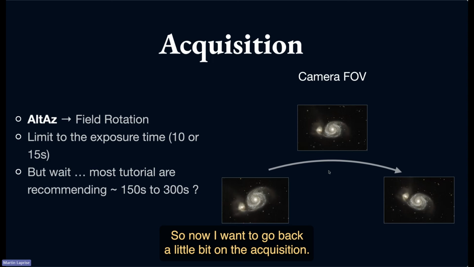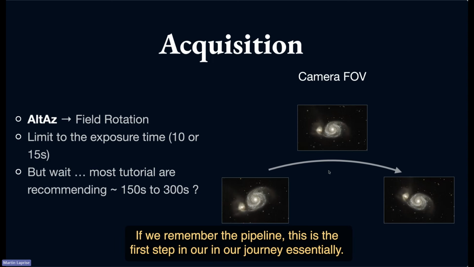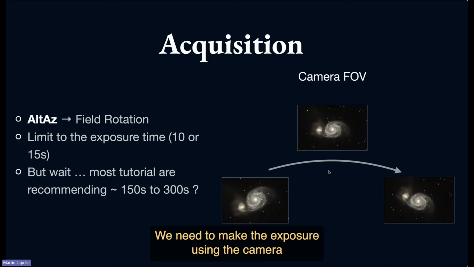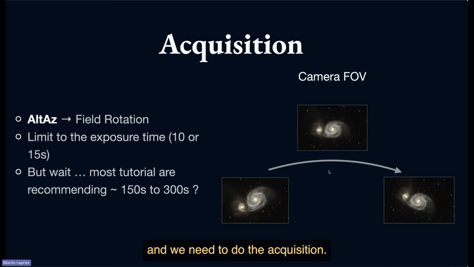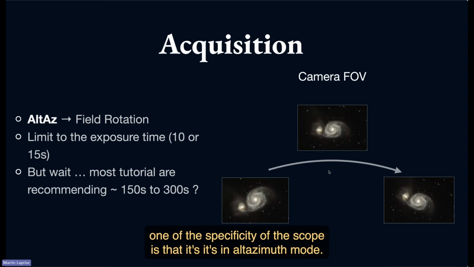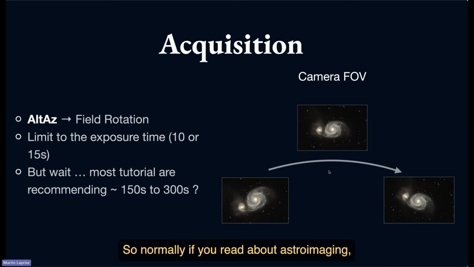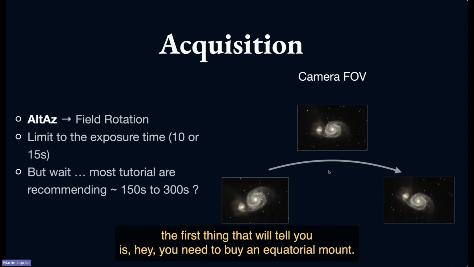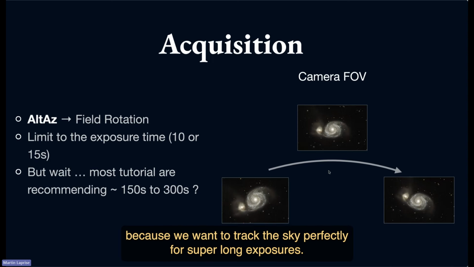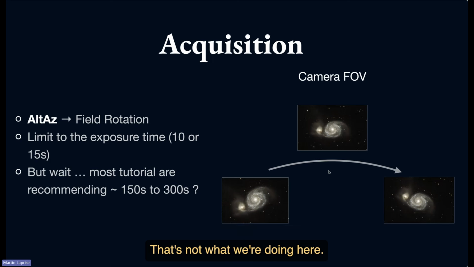So now I want to go back a little bit to the acquisition. If we remember the pipeline, this is the first step in our journey, essentially. We need to make the exposure using the camera, and we need to do the acquisition. Now, like I mentioned, one of the specificities of the scope is that it's in AltAz mode. Normally, if you read about astroimaging, the first thing they will tell you is, hey, you need to buy an equatorial mount, because we want to track the sky perfectly for super long exposures. So that's not what we're doing here.